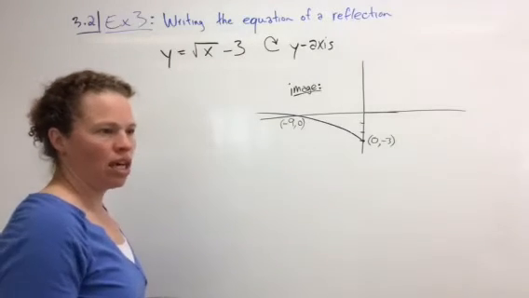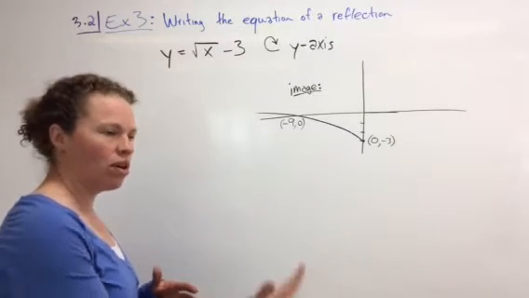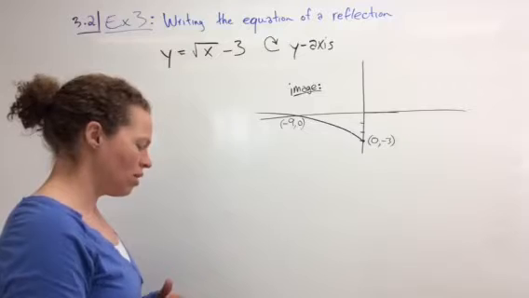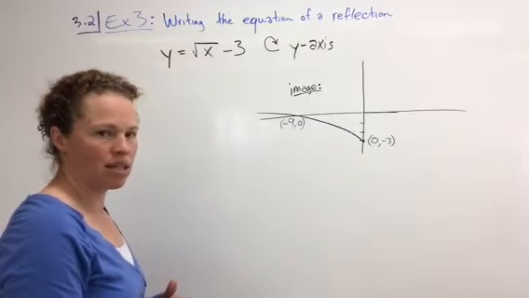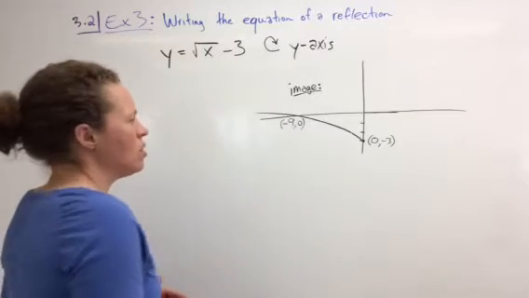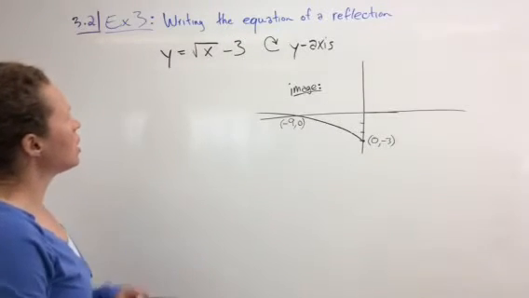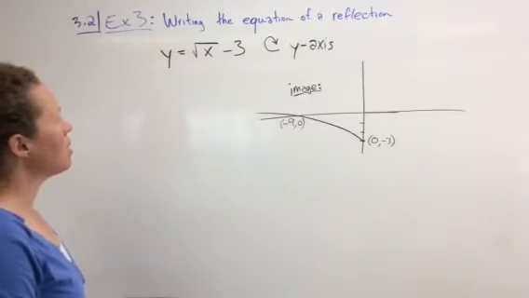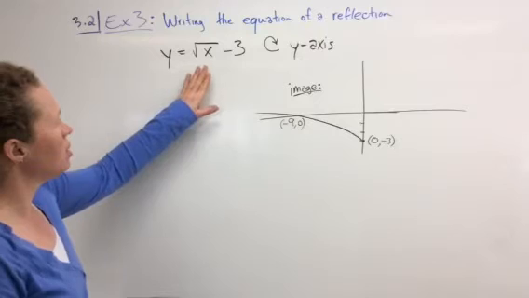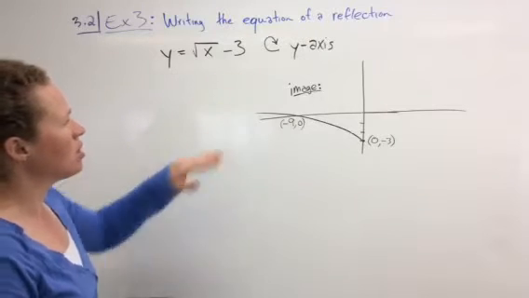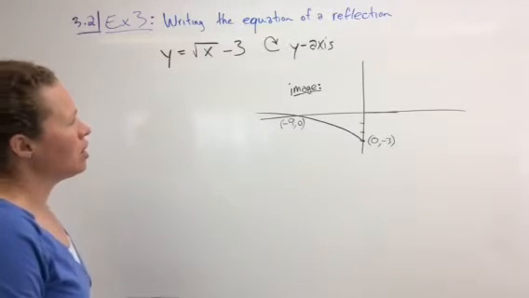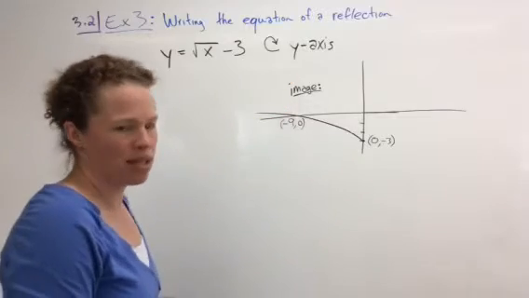And if the negative is applied to the whole function, so out in front of the function, that's when we have a flip over the x-axis because y changes. So we're going to look at this question. It asks us to use the equation y equals the square root of x minus 3 as our original equation, and it's going to flip over the y-axis.